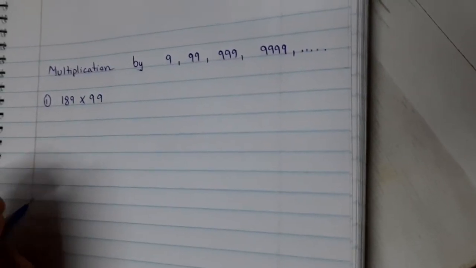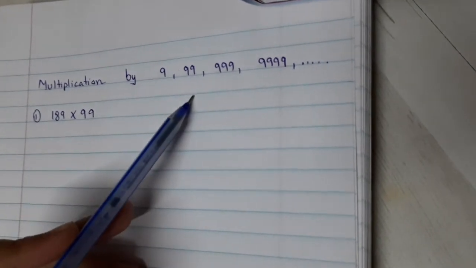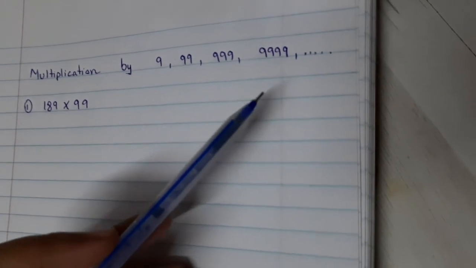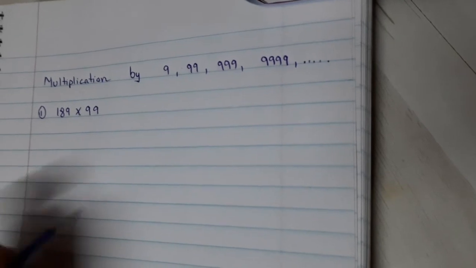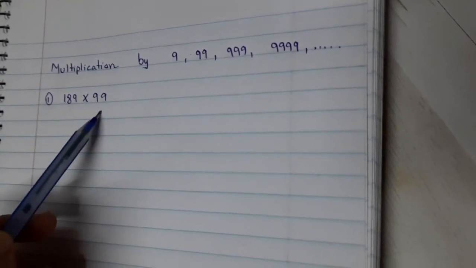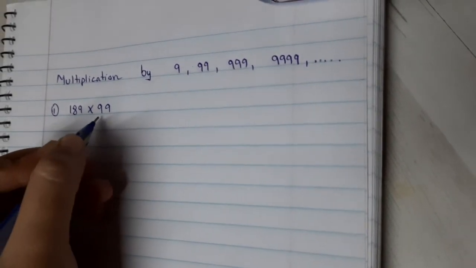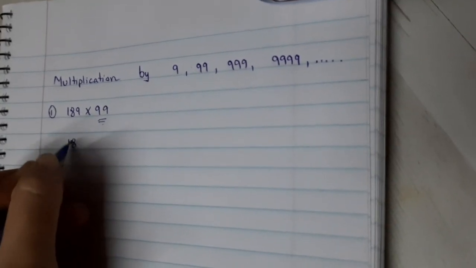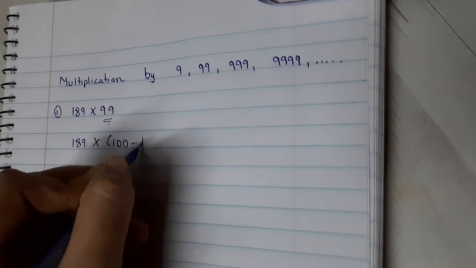Now, multiplication by 9, 99, 999, 9999 and so on. Let us understand with one example. Here your question is 189 multiplied by 99. Now we know that 99 is 100 minus 1. So 189 multiplied by 100 minus 1.